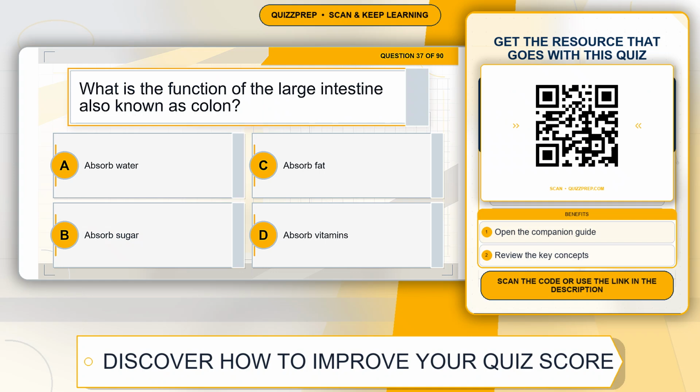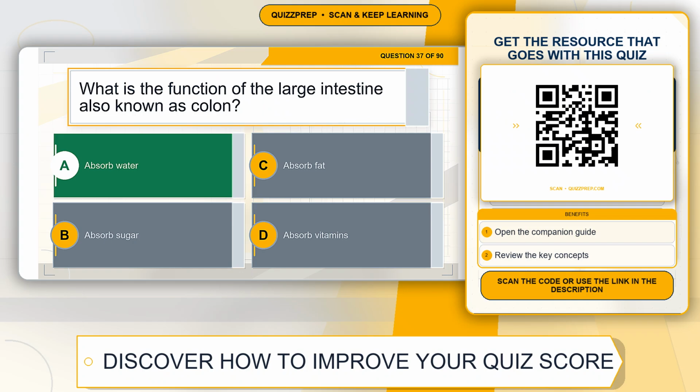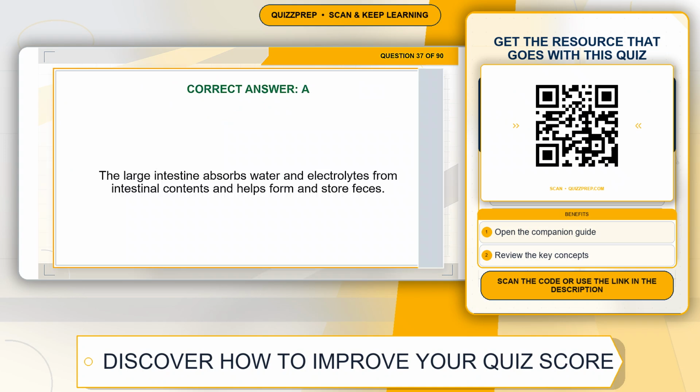Option A, absorb water. Option B, absorb sugar. Option C, absorb fat. Option D, absorb vitamins. The correct answer is option A, absorb water. Explanation. The large intestine absorbs water and electrolytes from intestinal contents and helps form and store feces.